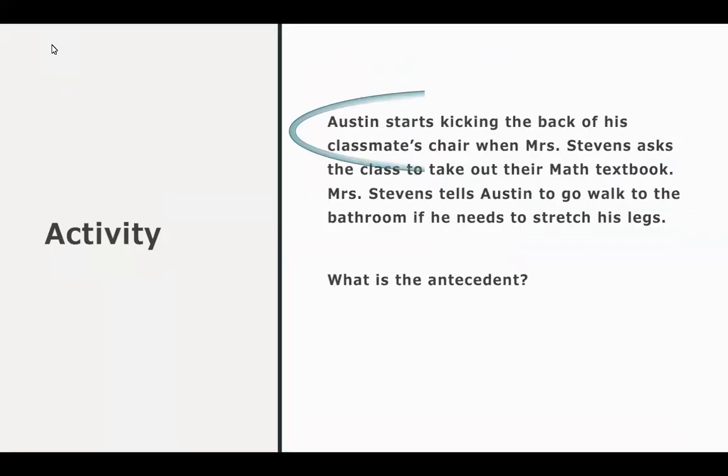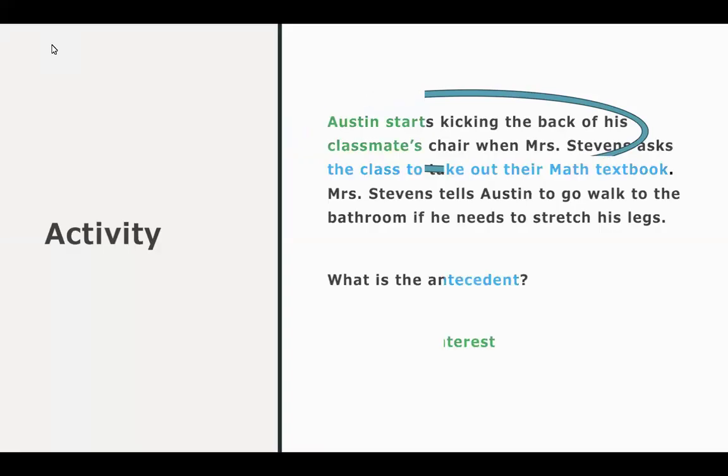So what is the antecedent in this situation? Our behavior of interest here, what we're looking to change, is the kicking of the chair. So what is the A? What happened right before that? We see in green the behavior of interest that I mentioned, kicking the back of the chair, and the antecedent, what happened right before, was Mrs. Stevens asking the class to take out their math textbook. So she was giving some type of instruction, asking him to do something.